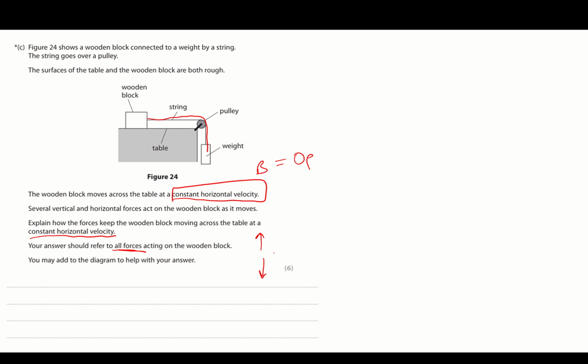So we're going to have to talk about the forces in each of these directions, and then we're going to say those are balanced and these are balanced. Done. So let's look at labelling it. So we know we have the weight of the wooden block pulling down there. We have the normal contact force, which should be the same size. We have friction, opposing motion, and we have tension, or the force due to the weight pulling there. And we know that in each of those directions, they're balanced because it's moving at a constant velocity and the block is not rising into the air or sinking into the table.